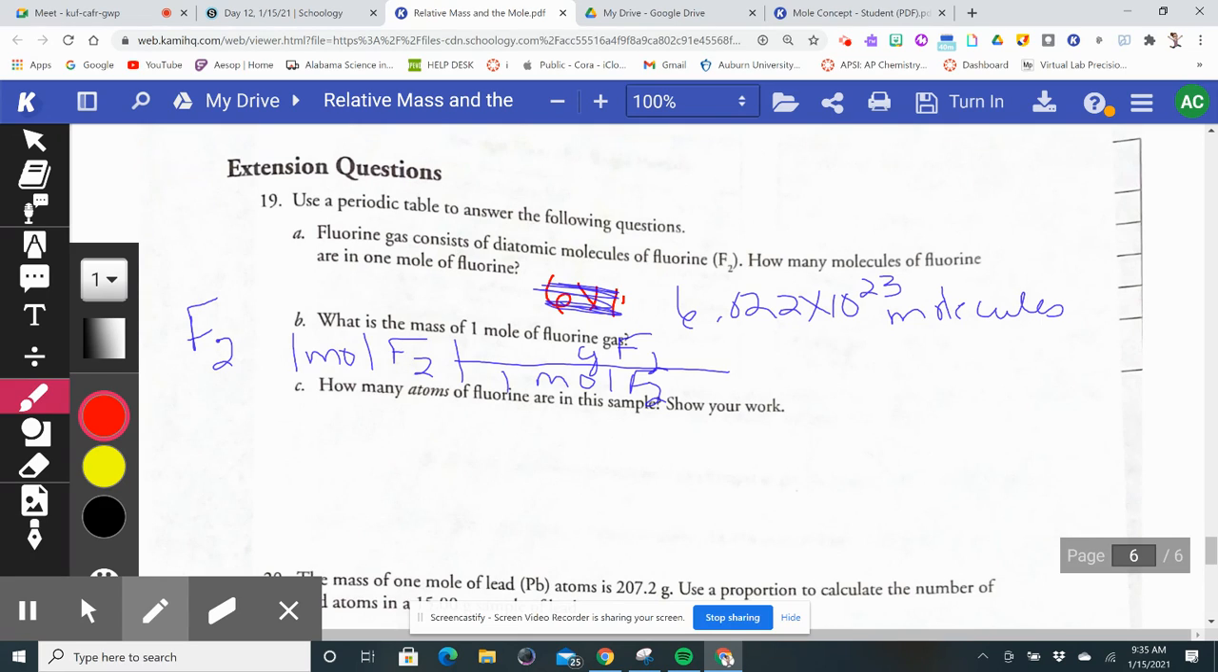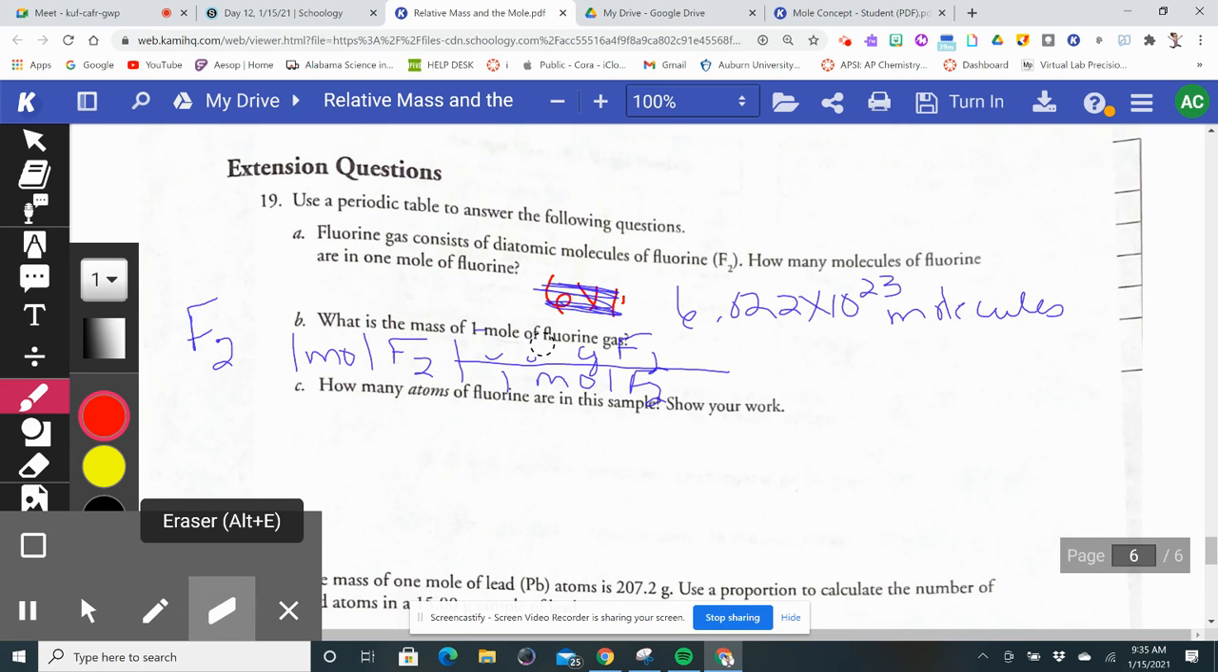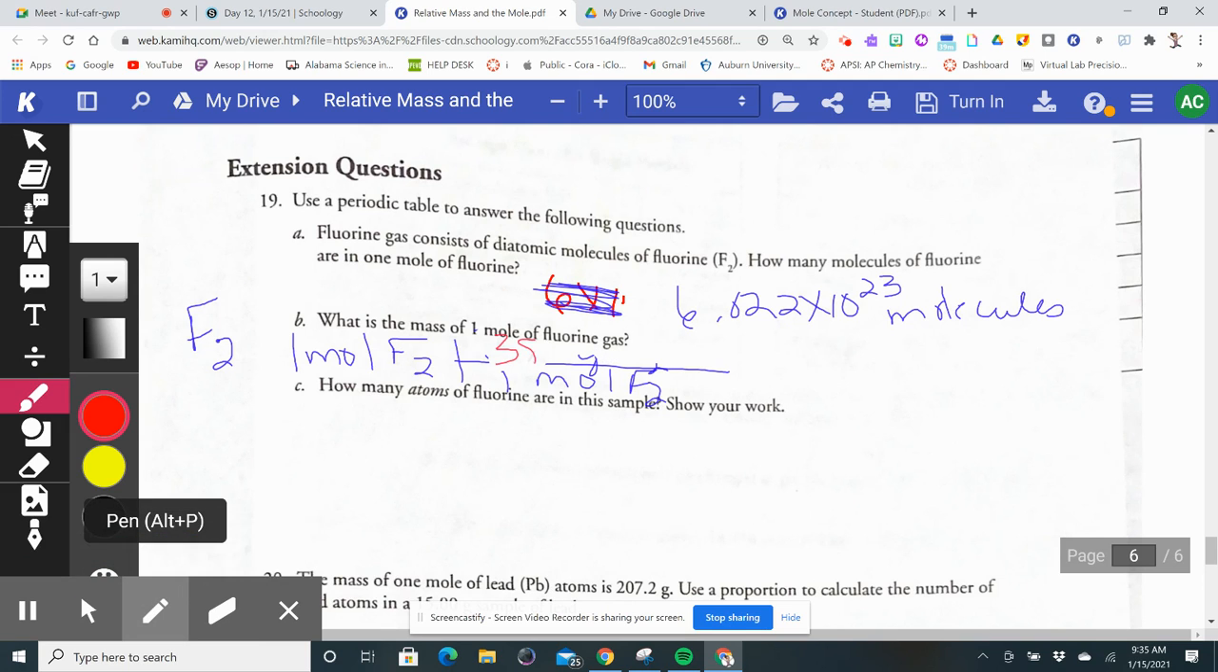38. How did you get 38? 19 times 2. And yes, it is. This is an F. It is approximately 38. Maybe red would be better to use instead. 38 grams of F2.